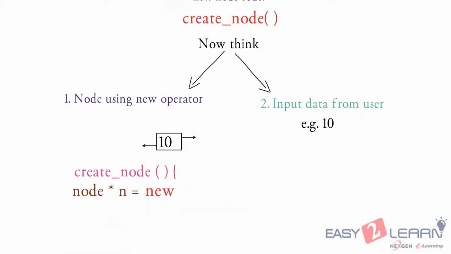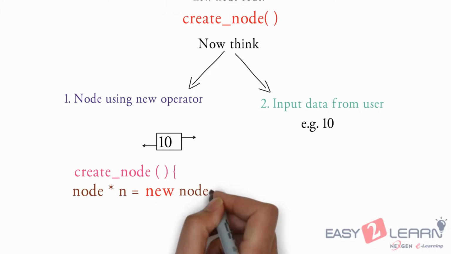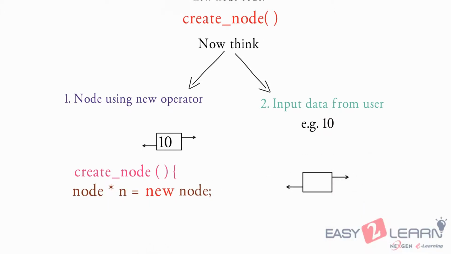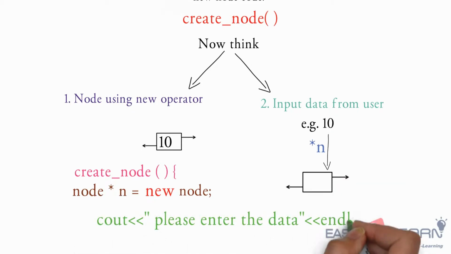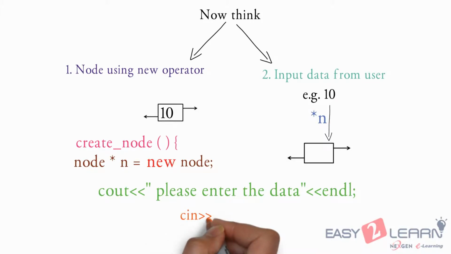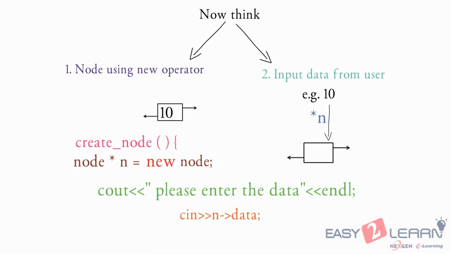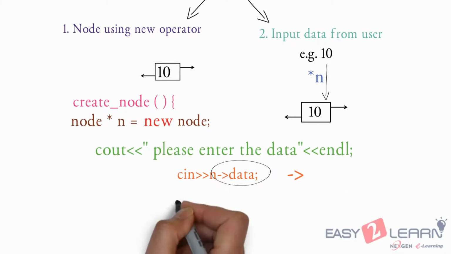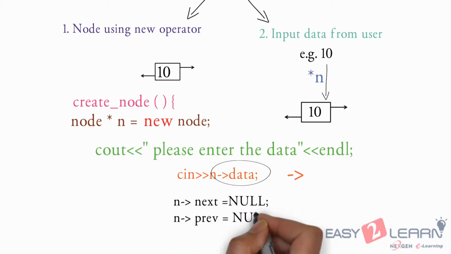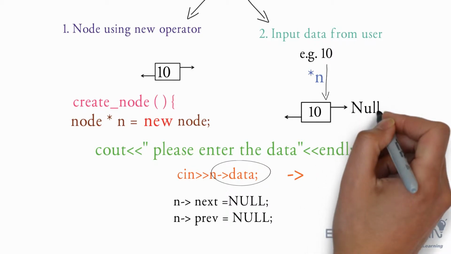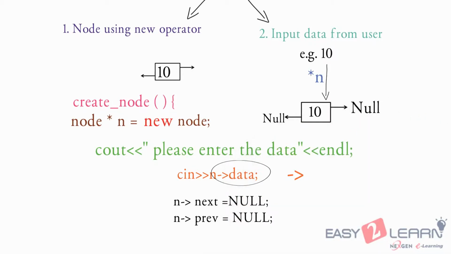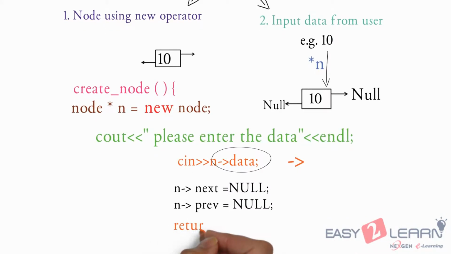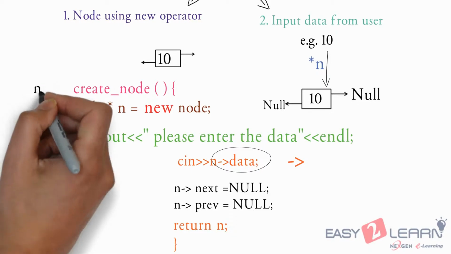Now the value of 10 which is provided by the user is stored in that pointer, and also the next and previous pointers of the node are assigned with null, which means they are not pointing to anything else. Simple, we created a node. Now it returns the pointer. Observe the return value of this create node function is node star. So we return that pointer. So we are done with create node.